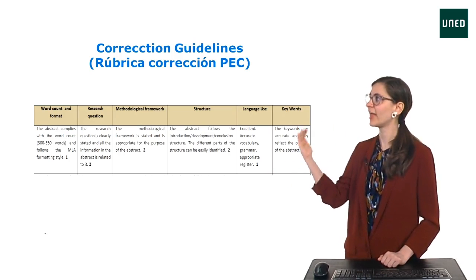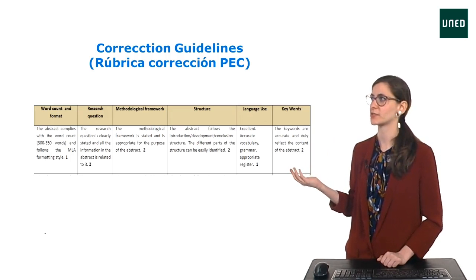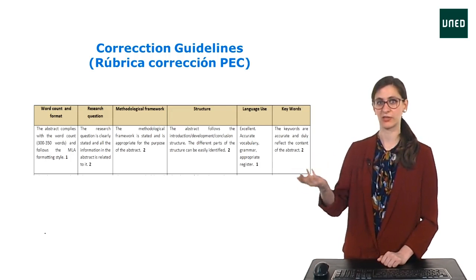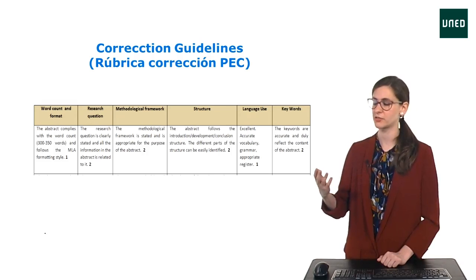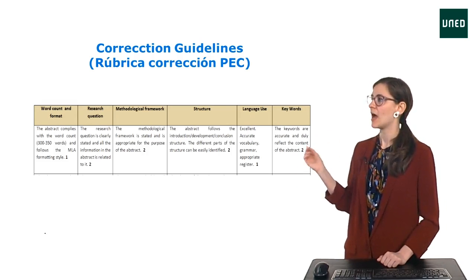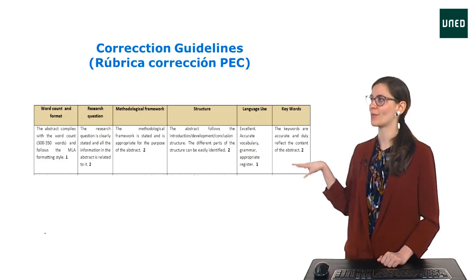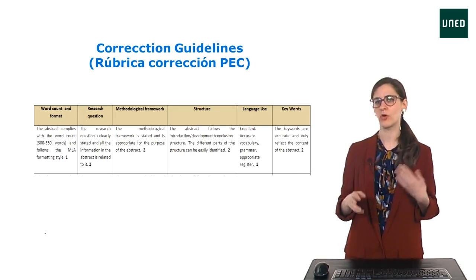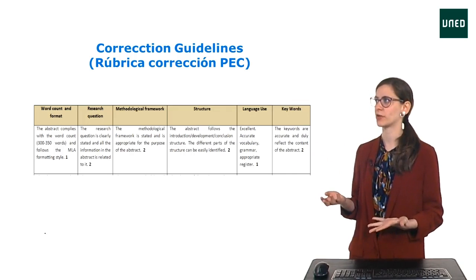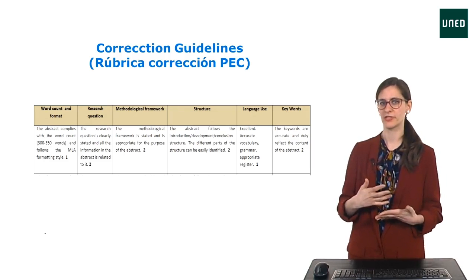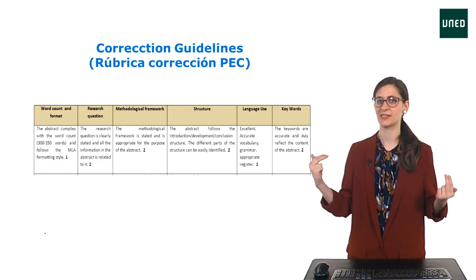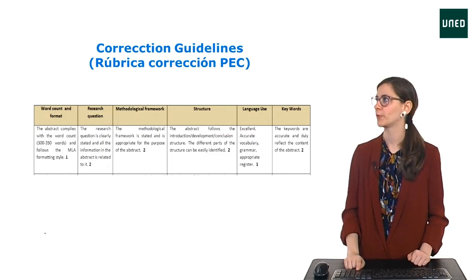And have a look at the elements that we are going to bear in mind when we evaluate your abstract. We'll have a look at the word count and format. We'll have a look at the research question, whether your abstract includes a research question and a thesis statement or not. We'll also have a look at the methodological framework, the structure, language use, and keywords. And it's important that you bear in mind that we'll have a look at the methodological framework. As we've seen before, not all abstracts include the methodological framework, but as this is one of your first abstracts, we think that you should include it, okay? So you make that effort to put into words what are the main ideas, the main tenets that are going to appear in your work, okay?